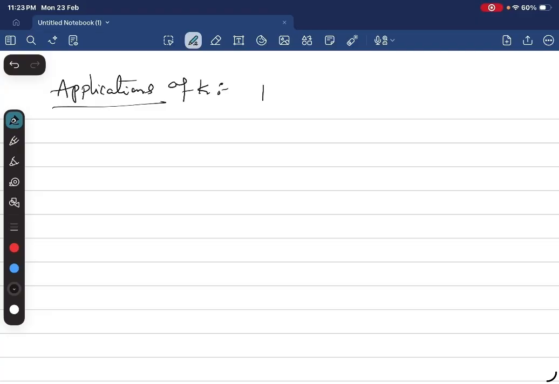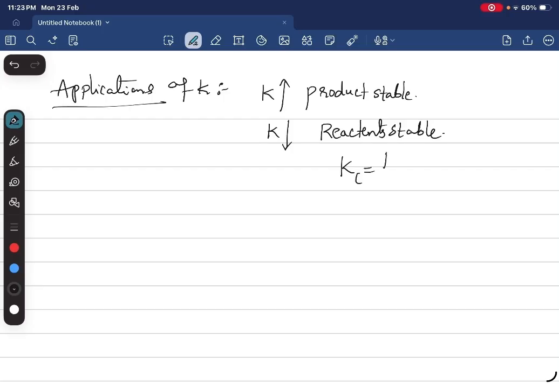So here K increases, means Kc increases, product considered as more stable, because Kc is nothing but products by reactants. K increases, more products means more stable products. K decreases, reactant stable, because K we can write it as product of product concentration by product of reactant concentration.